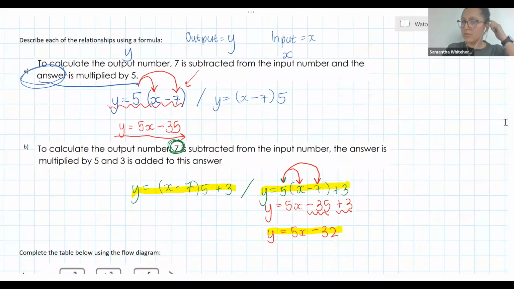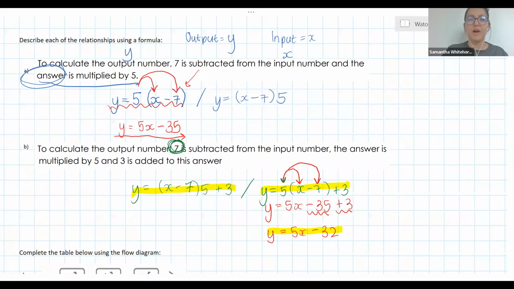Pumazile, I see your hand. Do you have a question? Evening, ma'am. Hi. Evening, ma'am. Would it be wrong to start with 5 plus 3 and then brackets x minus 7?